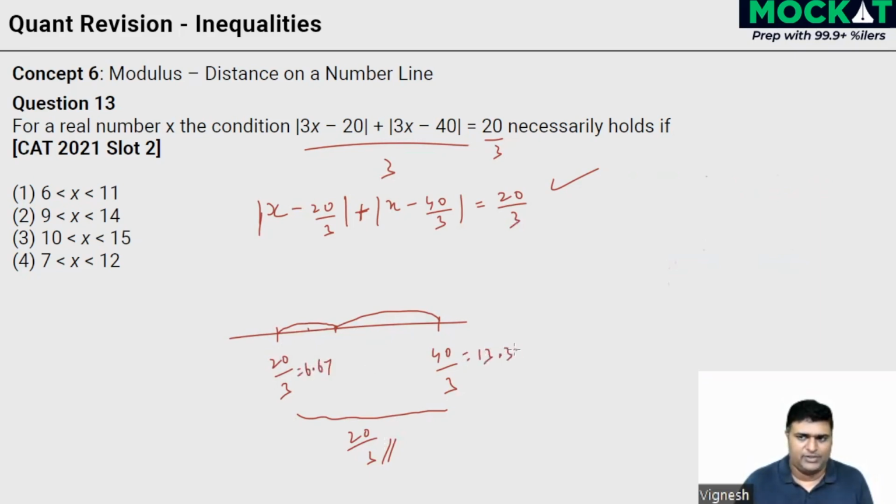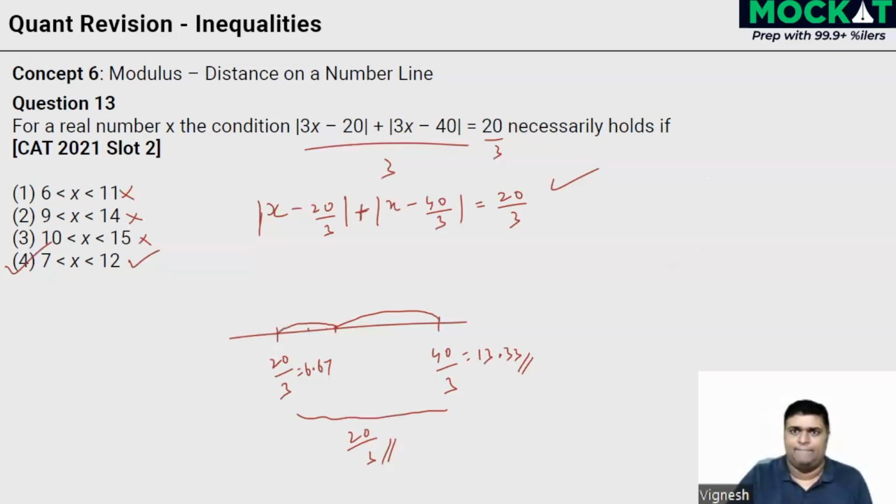So it says for real number x, this holds if, which inequality? For which inequality? X is between, or which range of x? X is between 6 and 11. Between 6 and 11, no. 6 to 6.67, it doesn't satisfy. 9 to 14, 14 is stretching beyond this, not allowed. 10 to 15, 10, okay. 15 is too high. 7 to 12, 7 is to the right of 6.67, yes. 12 is less than this, perfectly fine, right? 7 to 12 is definitely within this range. And here it holds good. So option 4 becomes the answer for this question.